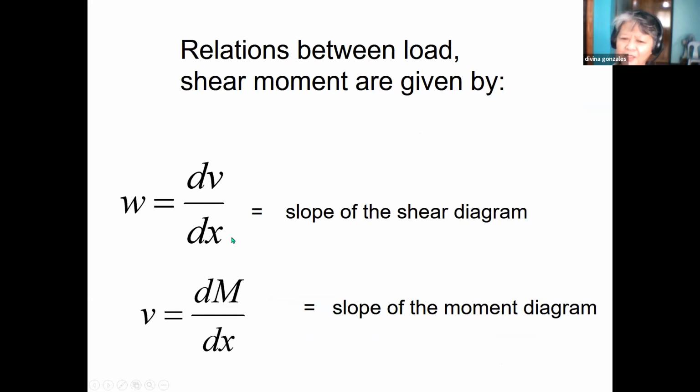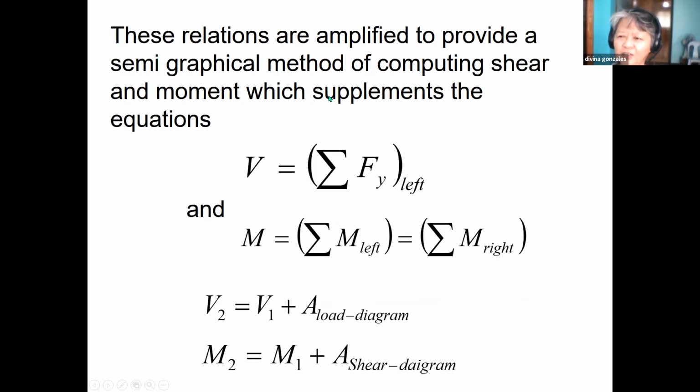Okay, the relationship is that our shear is 1 degree higher than the load, and of course the moment is 1 degree higher than the shear. So the slope of the shear diagram is represented by the value of our load, and the slope of the moment diagram is given in the form of our shear value. So they are 1 degree higher than each other. Okay, so these are the relations that we will use if you will use the semi-graphical method of determining our shear and moment diagram.